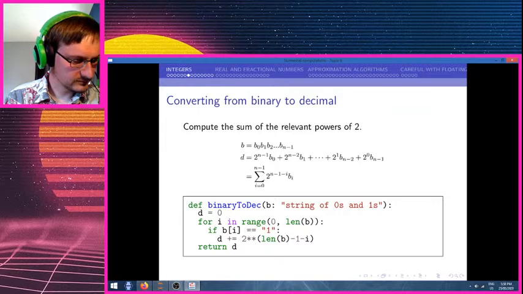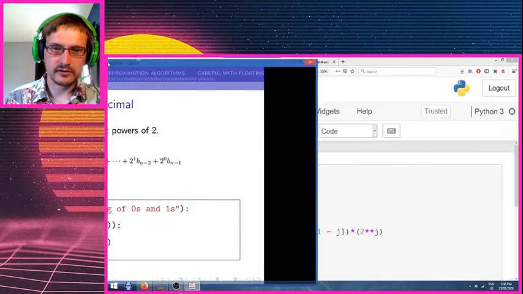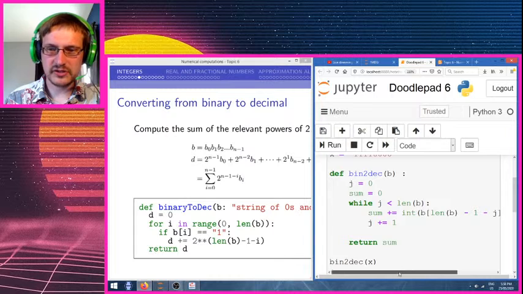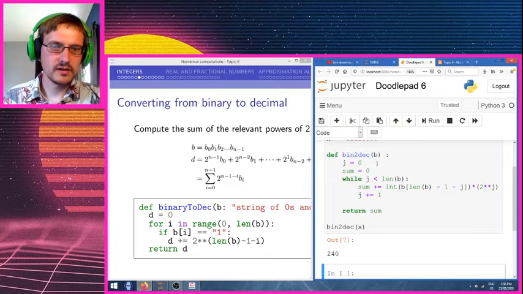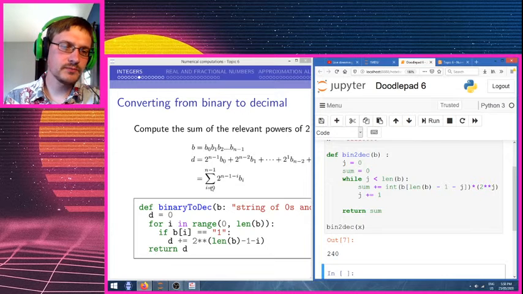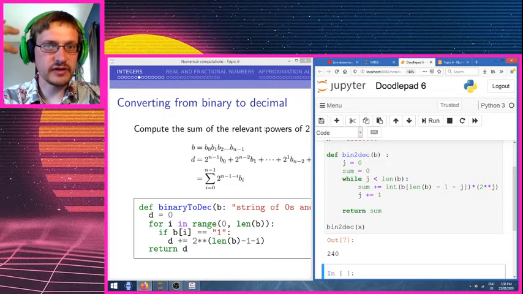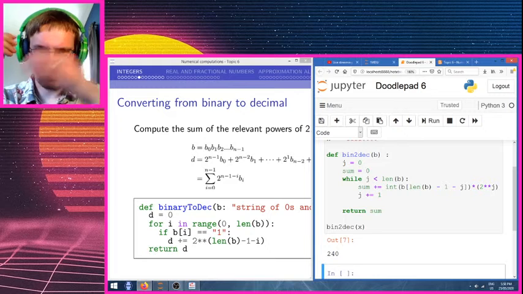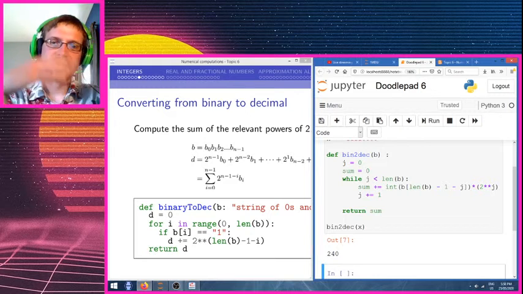Could I please explain that code? Okay, I will explain that code. So, I will show you the correspondence with the slide. So you see this summation right here? When you see a summation in a formula and you're having to translate that formula into code, what you should do is write a loop that performs the summation. That's what I'm doing here.